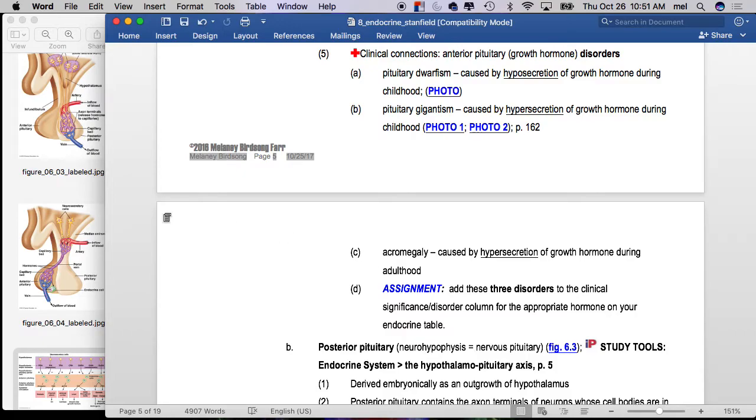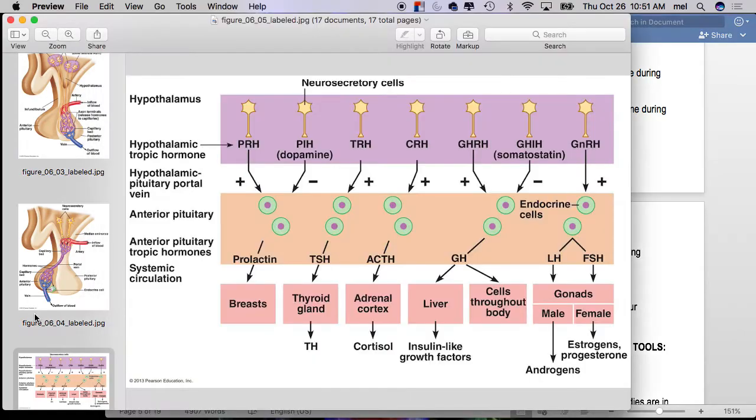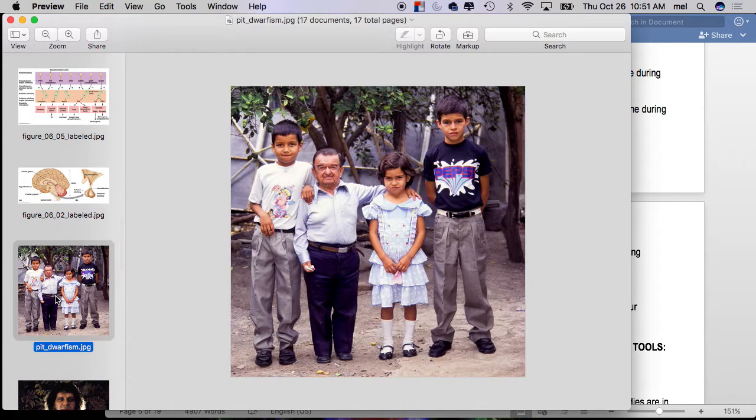So pituitary dwarfism is what they call it when you have the type of dwarfism related to low levels of growth hormone during your growing years. This is the grandfather of these children, okay? And he's really tiny, but please note that he's very proportional, right? Very, very proportional. So all of his parts are relatively small.